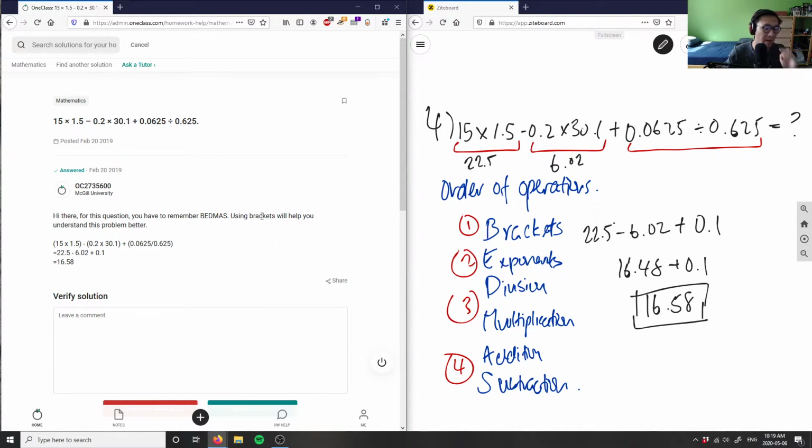I like how they used BEDMAS as well, and they did the order of operations correctly. So again, multiplication and division first, going from left to right, and then finally we do the addition and subtraction, going from left to right. The solution is correct. It's a good analysis here.